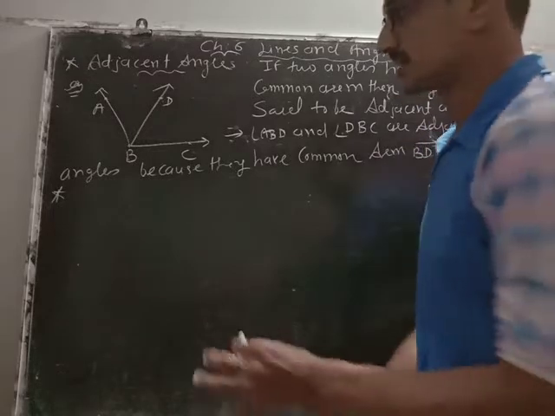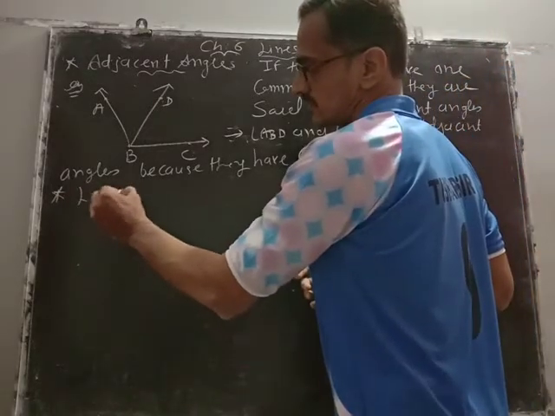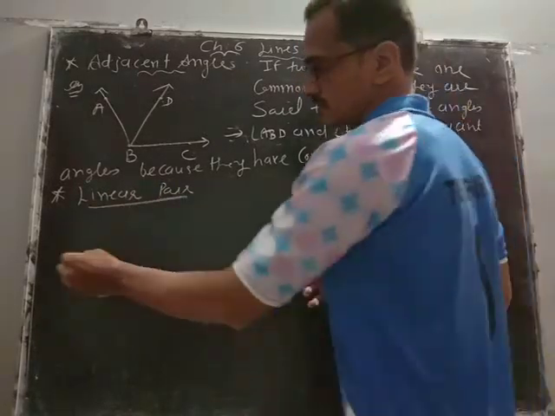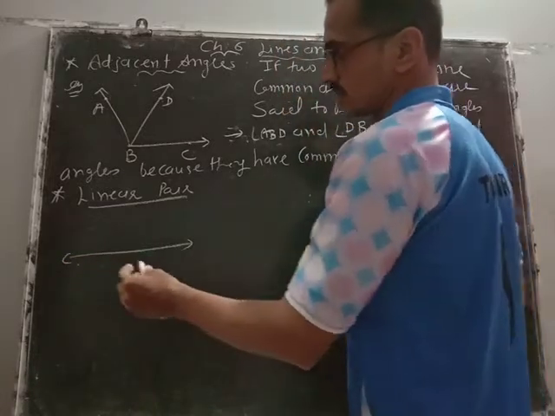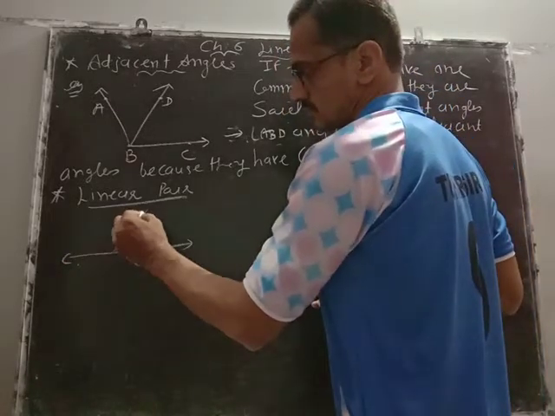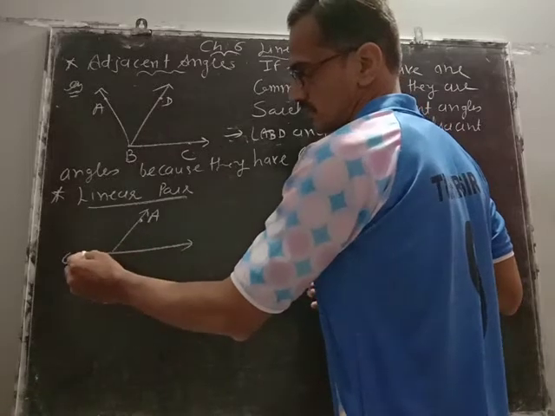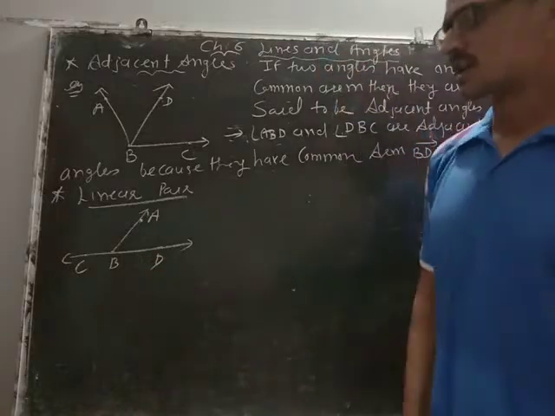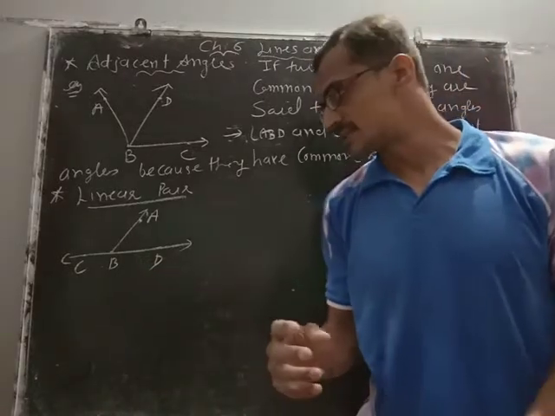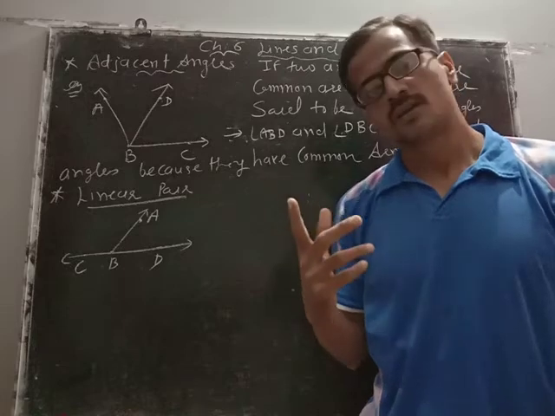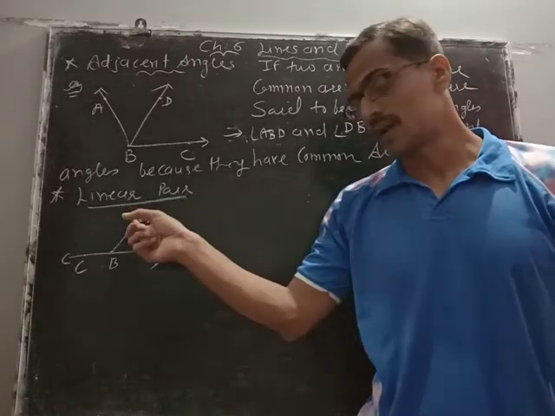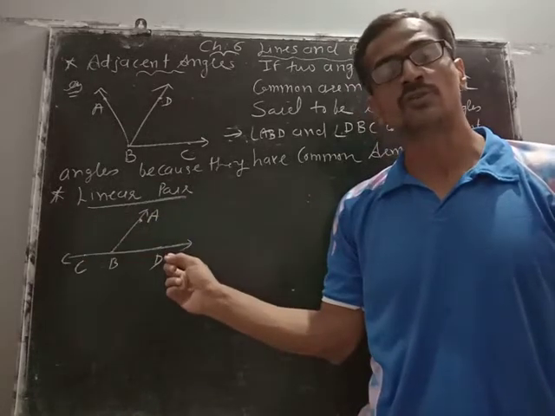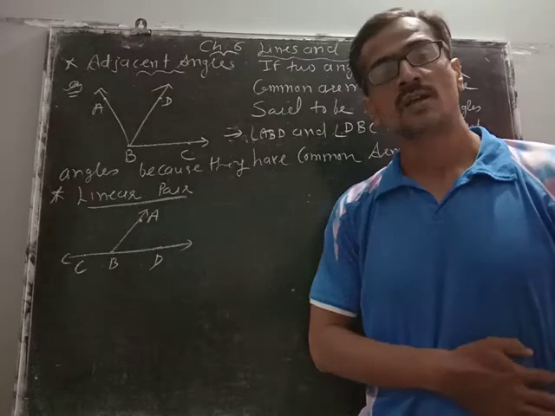Linear pair. See, if we define linear pair, then it will be like this. Two angles which have one common arm, and the other two arms are opposite rays, then such angles are called linear pair.